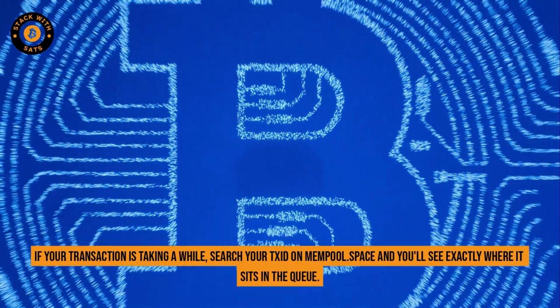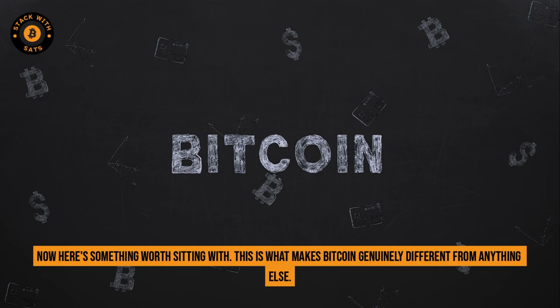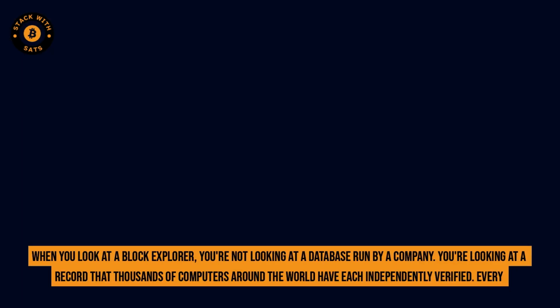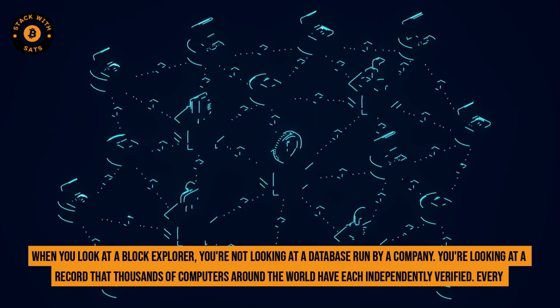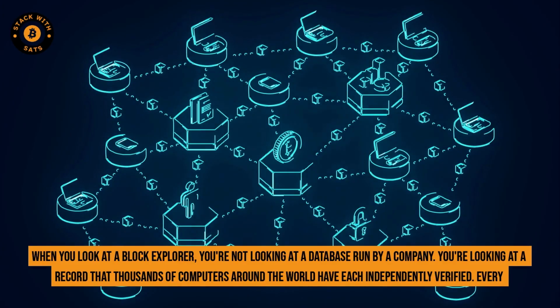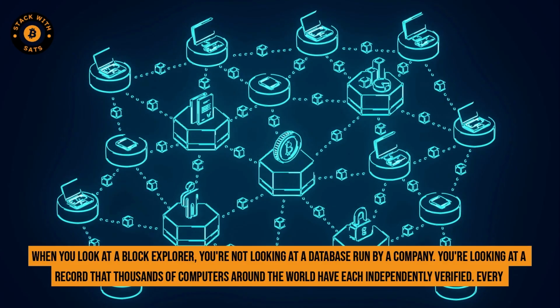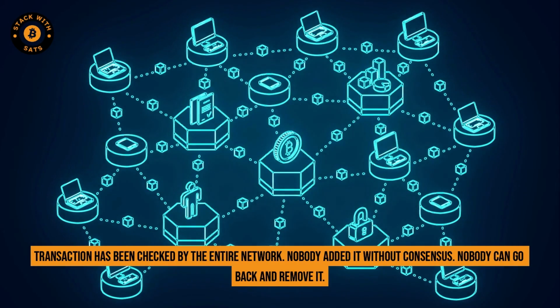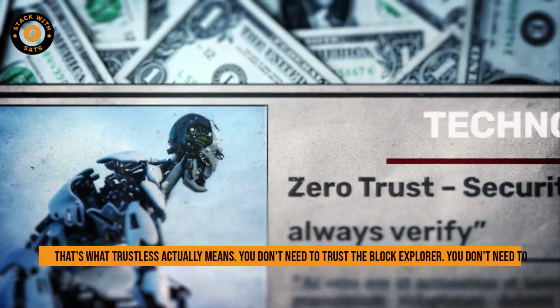Now here's something worth sitting with. This is what makes Bitcoin genuinely different from anything else. When you look at a block explorer, you're not looking at a database run by a company. You're looking at a record that thousands of computers around the world have each independently verified. Every transaction has been checked by the entire network. Nobody added it without consensus. Nobody can go back and remove it. That's what trustless actually means.